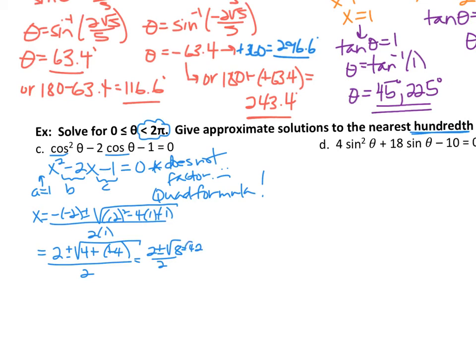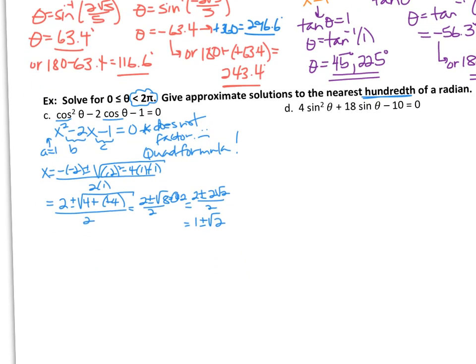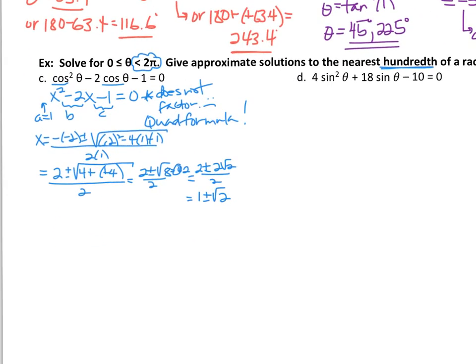So if that breaks down into 4 times 2, the 4 comes out as a perfect square. 2 plus or minus 2 radical 2 over 2. All those outside 2's cancel, leaving you with 1 plus or minus radical 2. I'm going to give myself a little bit more room here. I don't think I need too much more, but I just want to make sure I have enough space.